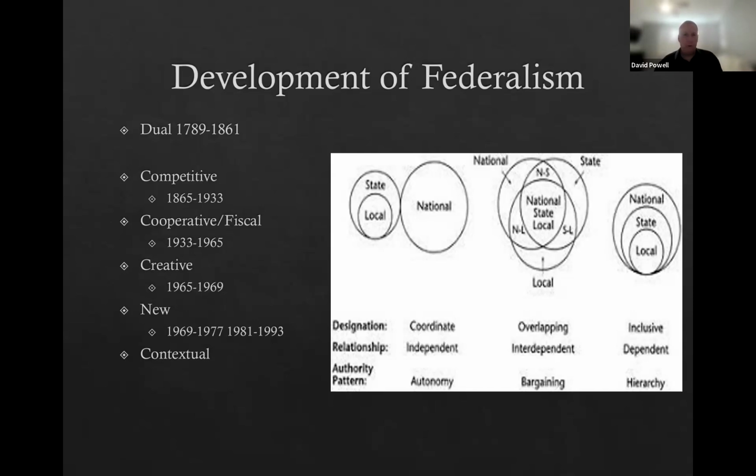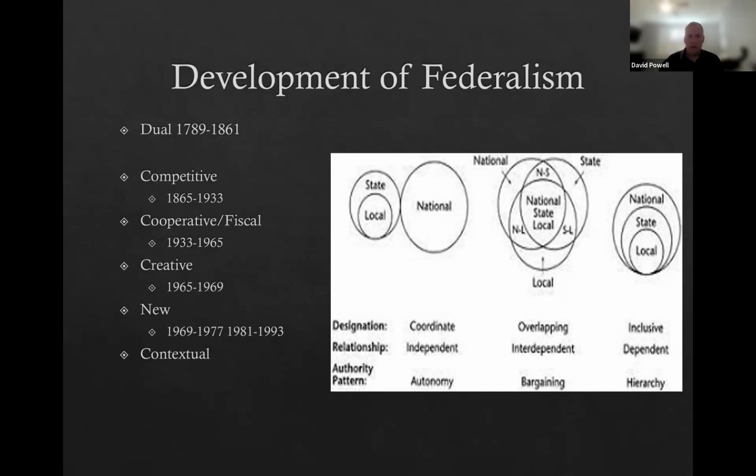After the Civil War was over, as we move into the Reconstruction era, we moved from what was called dual federalism into what a lot of scholars call competitive federalism. Competitive federalism runs from the end of the Civil War up to the New Deal, FDR's New Deal. In the era of competitive federalism, we are still focusing on that same model, the coordinate authority model, in that national and state governments still had their separate spheres of influence.